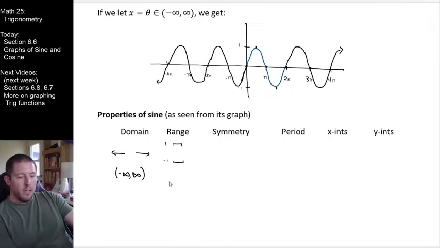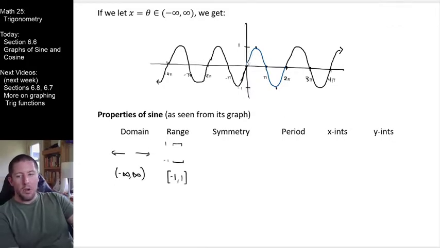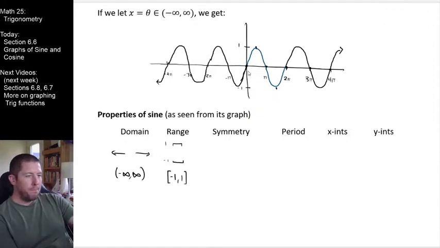-1 to 1. And so I would say that our range is going from -1 to 1. Remember here that we're using brackets to indicate this interval right here because -1 is a value that we get to. +1 is a value that we get to. If it was like up to but not including 1, then we'd use a parenthesis instead.